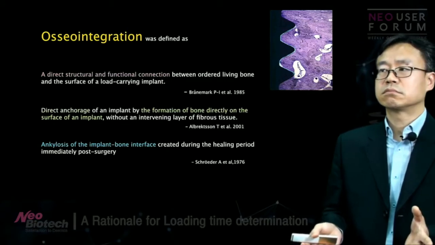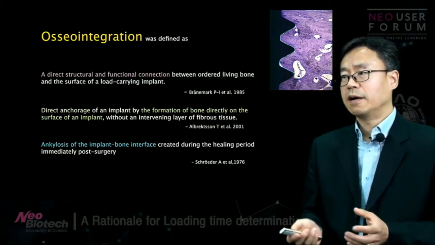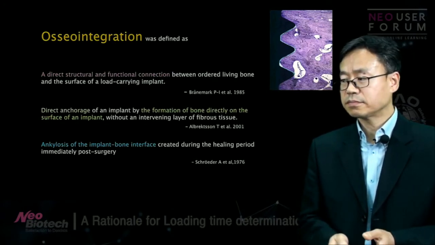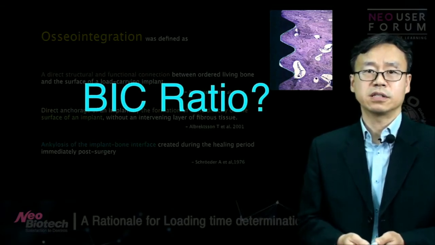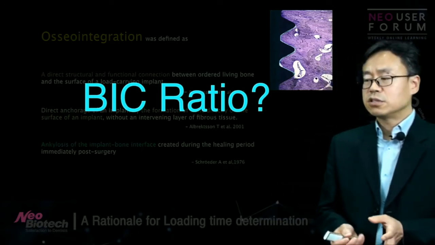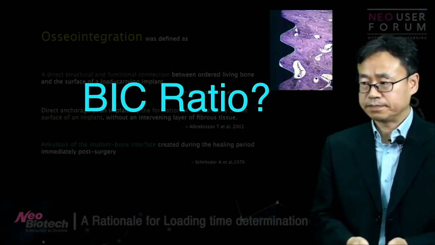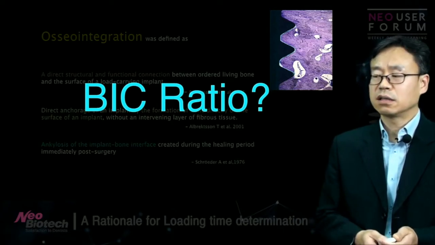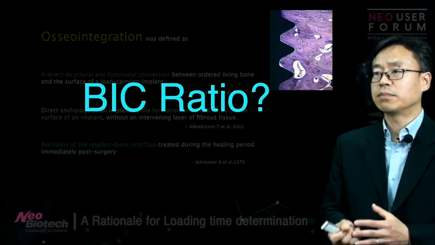Well, this is nice, but here comes another question. Aren't we forgetting something else? That's my question. I think we're forgetting this: BIC ratio, bone implant contact ratio. When we say osseointegration, we're talking about a phenomenon at a microscopic level. But for implants to be loaded, there's a much more important thing we need to consider. And this is it: bone implant contact ratio.